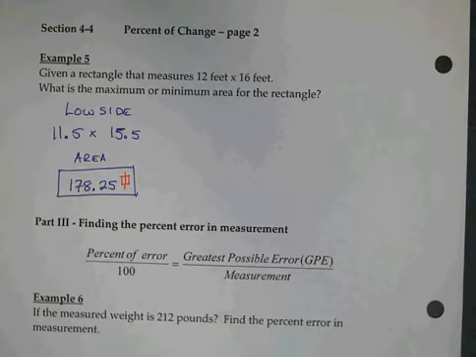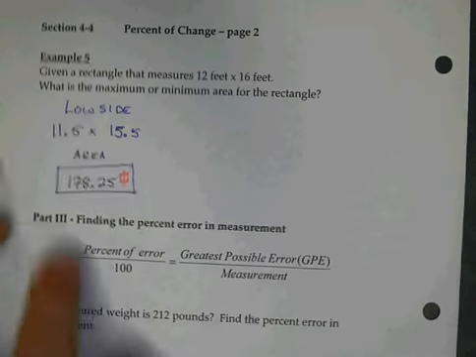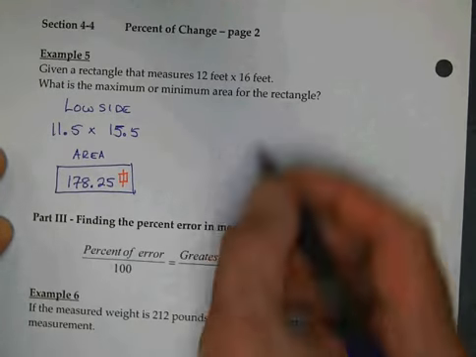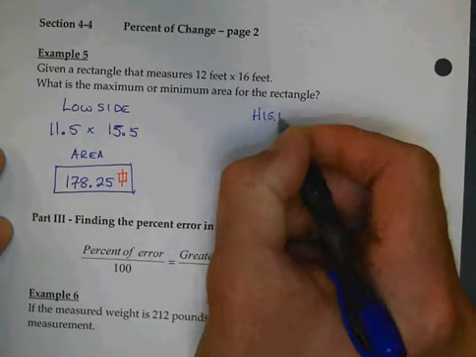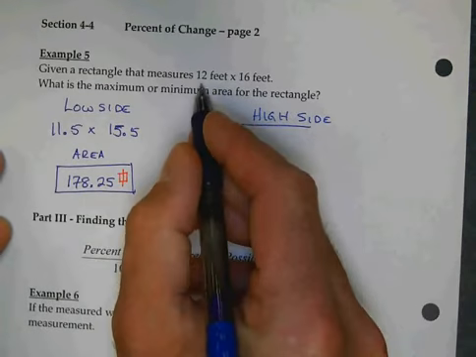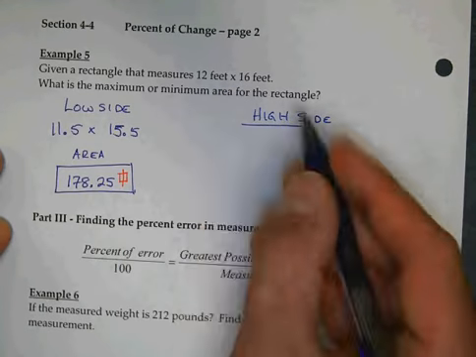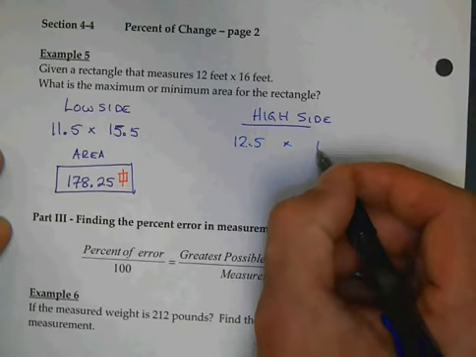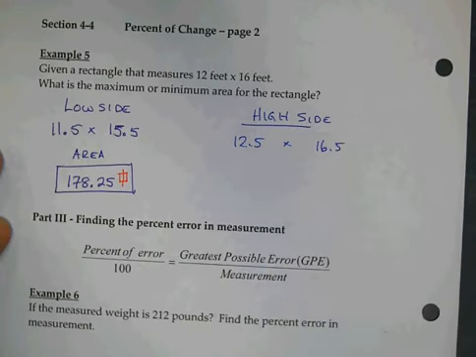Let's say we're measuring for carpeting, and the room's about 12 by 16. At the very minimum, you might need to get that. But what if you measured low? On the high side, on the maximum, if someone told you it was 12, what might it be as high as? 12.5 by 16.5. So on the high side, multiply that out.